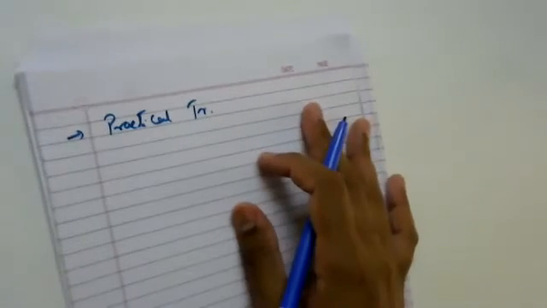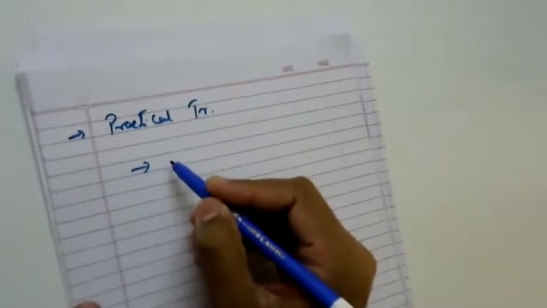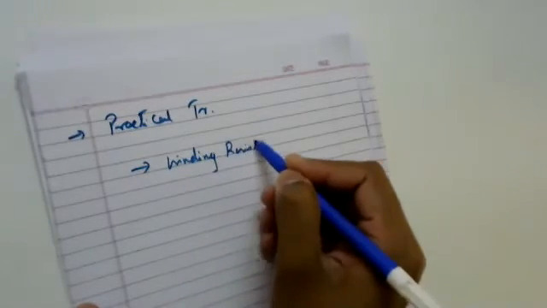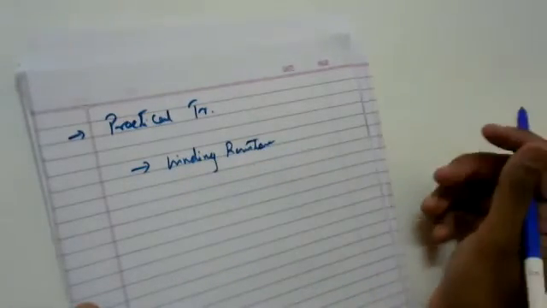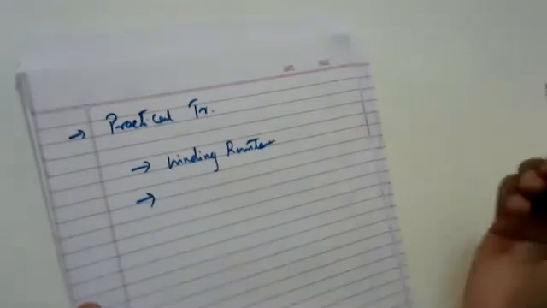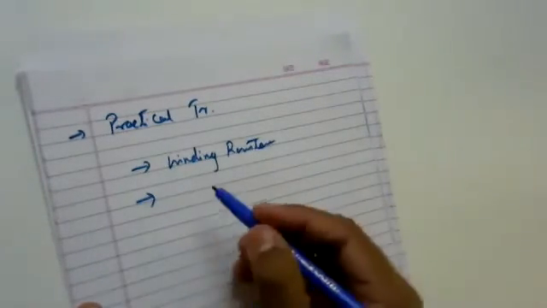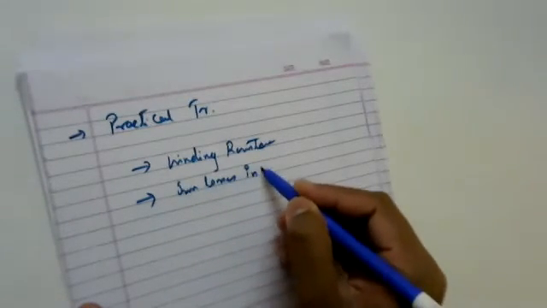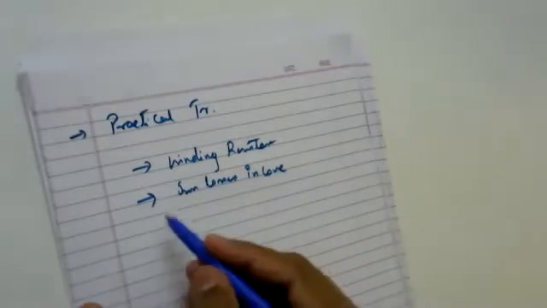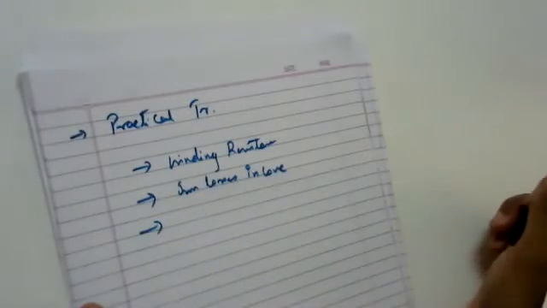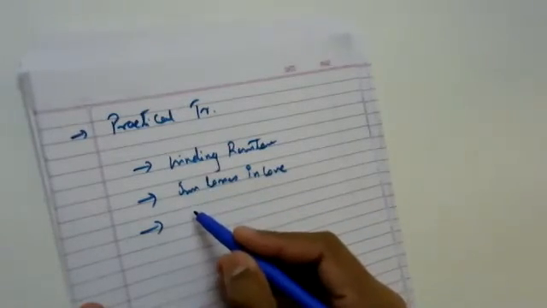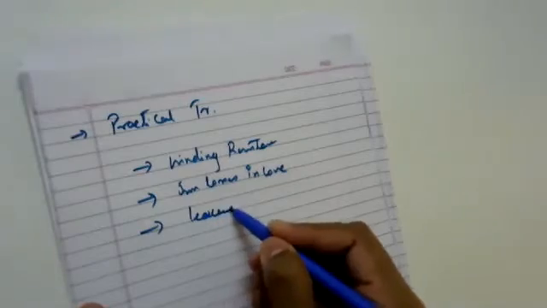The practical transformer is one in which there exists winding resistance. Second thing, there are iron losses in the core. So iron losses also exist. Third thing, there will be a leakage flux, so we will be considering the effect of leakage flux.